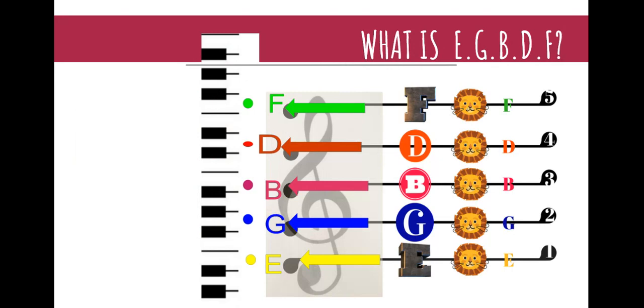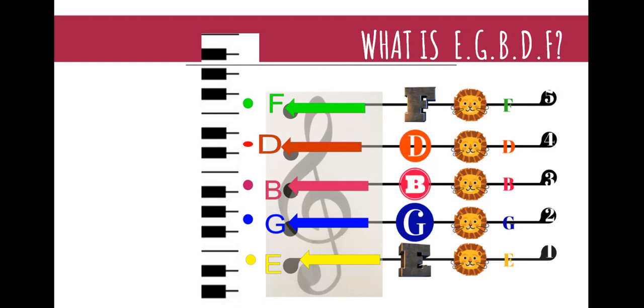So EGBDF. I've drawn a piano keyboard here. I've rotated it, and I've put little circles to show the notes on the piano, where they would be on the piano keyboard. So the first line is E, and that's just above the middle C. If you find the two black keys on the piano keyboard, then the E is going to be to the right of the second black key.